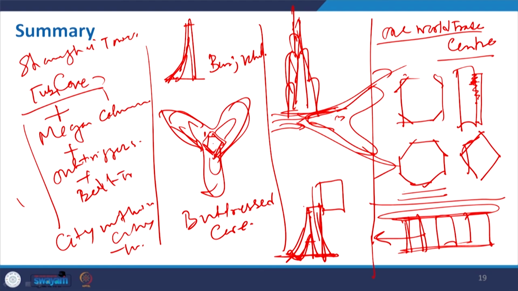And again, if we go for the World Trade Center, One World Trade Center, it is predominantly the concrete core, and that is also helping to reduce the number of unnecessary columns to have flexibility in the interior planning of the building. Whereas in this case, it has the core system for each tower.